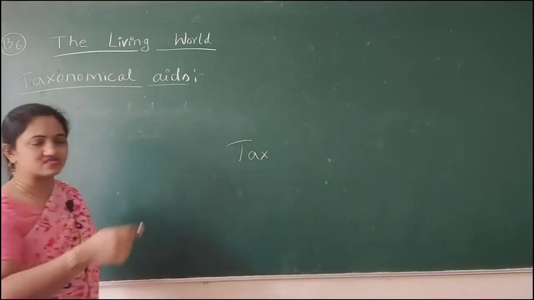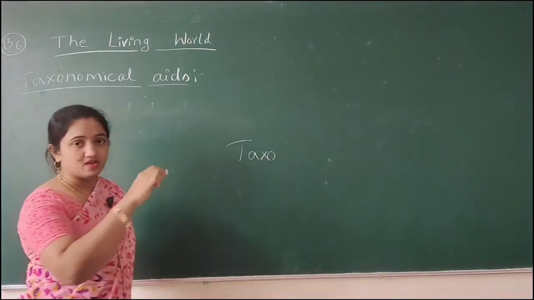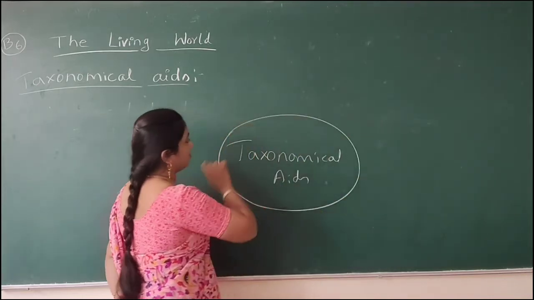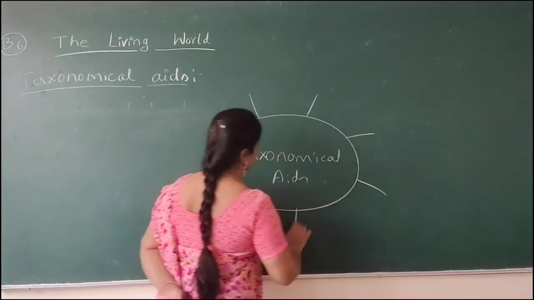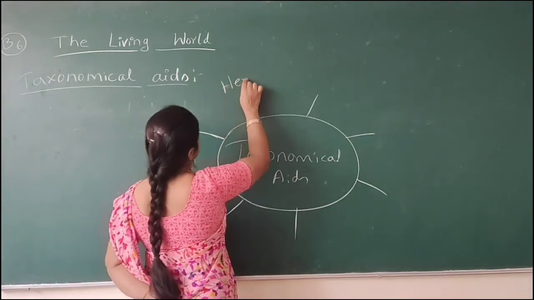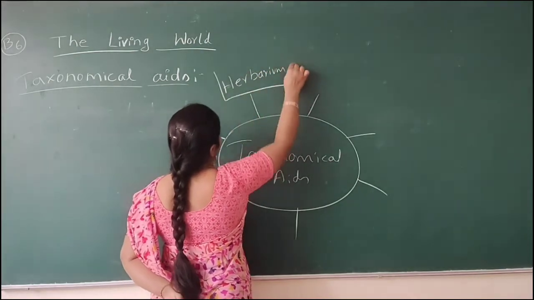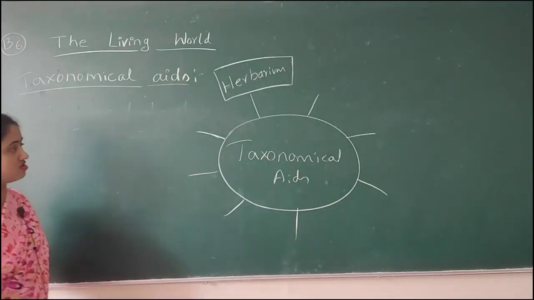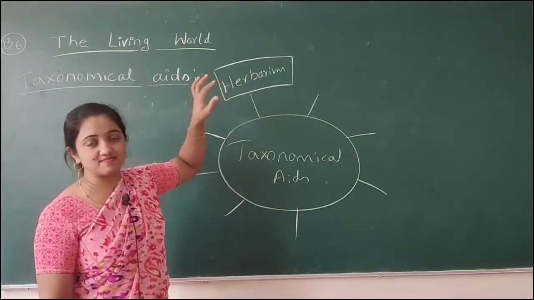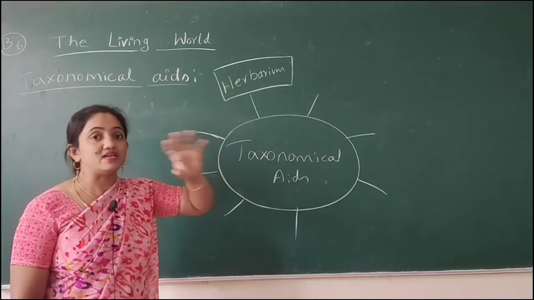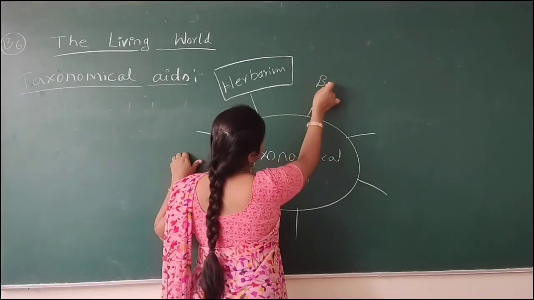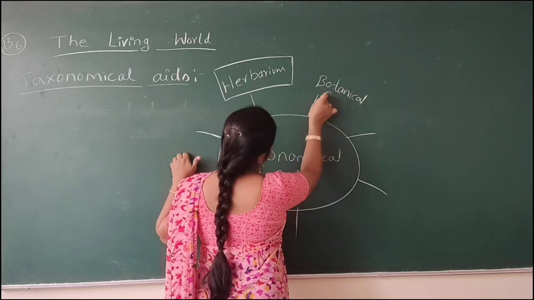I'm going to write in a schematic representation, as it will become easier to remember if I write like this. Taxonomical aids are of different types. One is herbarium. So this is the first aid of taxonomy. Through this herbarium technology, we can describe and store the unknown and rare species. How? In short I'll tell you. The next aid is Botanical Gardens.